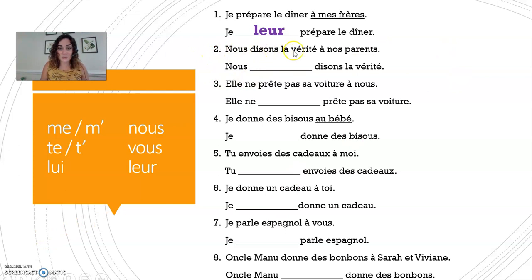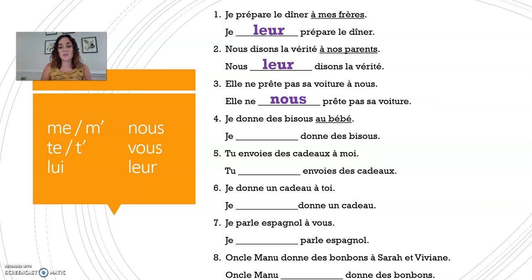Numéro 2, nous disons la vérité à nos parents. Don't be thrown off by the nous there. That doesn't mean the answer is nous. It's saying we tell the truth to our parents. Our parents is plural. In English, I would say we tell the truth to them, not to us. So I'm going to pick leur again. Numéro 3, elle ne prête pas sa voiture à nous. She does not lend her car to us. That's actually not correct grammar. We're going to write it the second way with nous in the right spot. Elle ne nous prête pas sa voiture. She doesn't lend us her car.